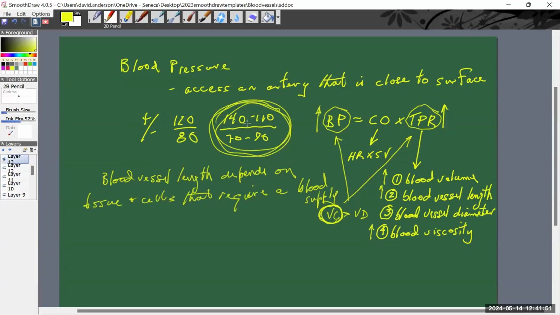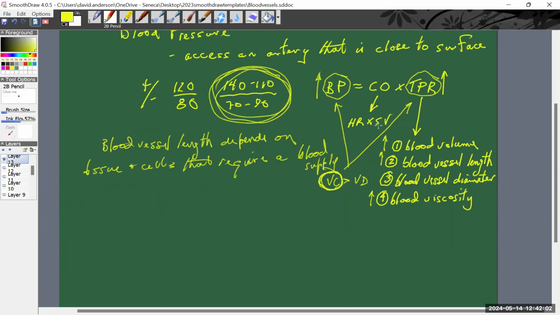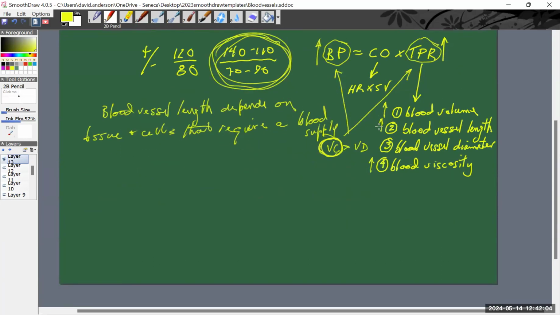And we can explain how we can do that by recognizing the factors that affect total peripheral resistance and the factors that affect cardiac output. Now, we have some other factors that can play a role here, like we talked about the nervous system. So that was our autonomic nervous system, specifically the sympathetic nervous system division.